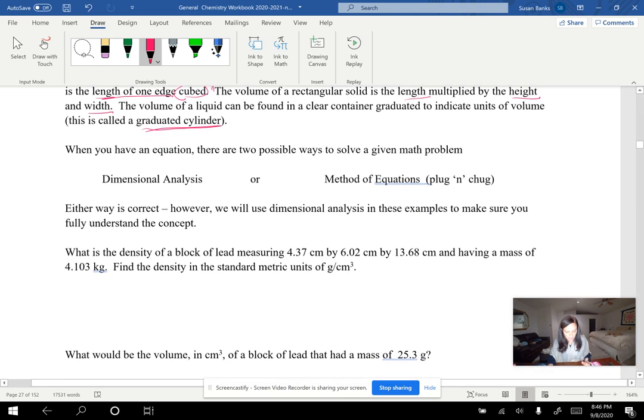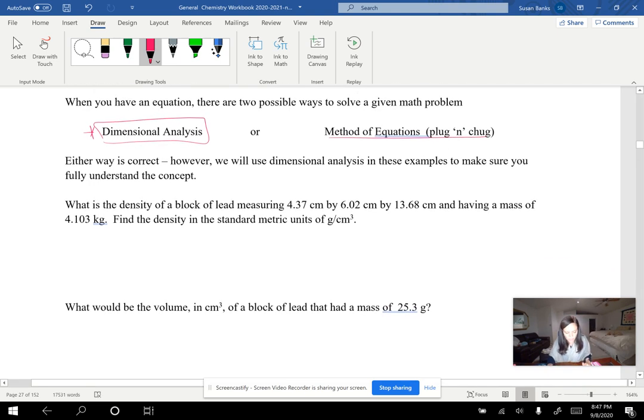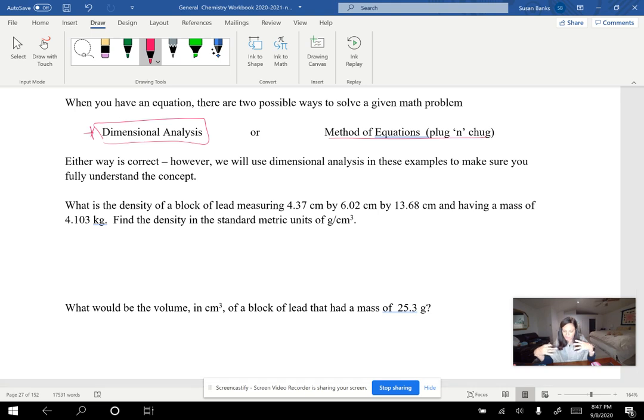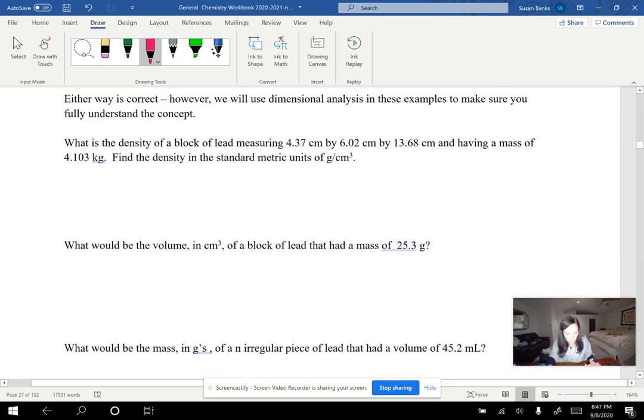When you have an equation, there are two possible ways to solve it. Dimensional analysis is what we use. You are really taught the method of equations in your math classes, where you isolate a variable and solve for that isolated variable. We're going to use dimensional analysis. Okay? Either way is correct. However, dimensional analysis will help you understand what's going on with the units, and that way you won't get tripped up by just plugging variables into your equation. Okay? So let's look at this.